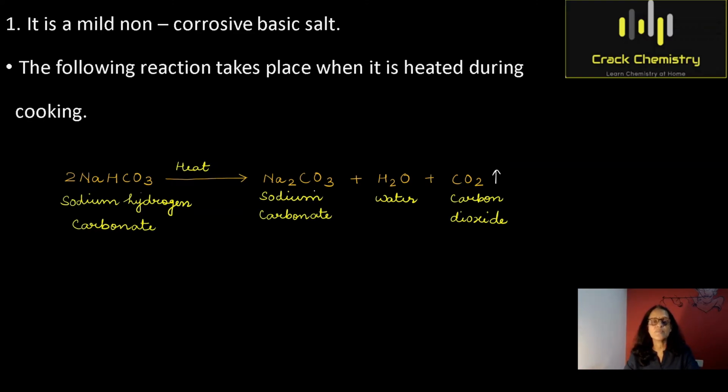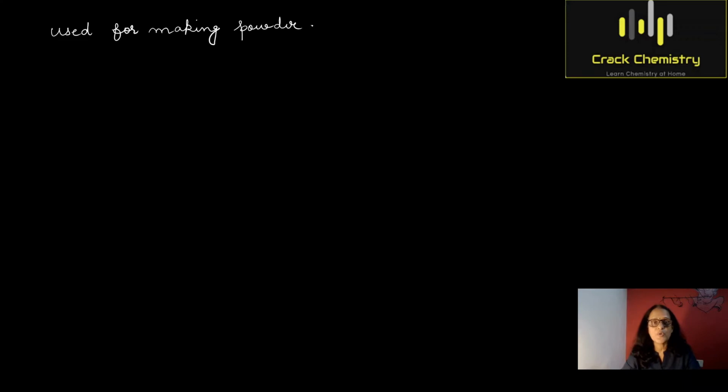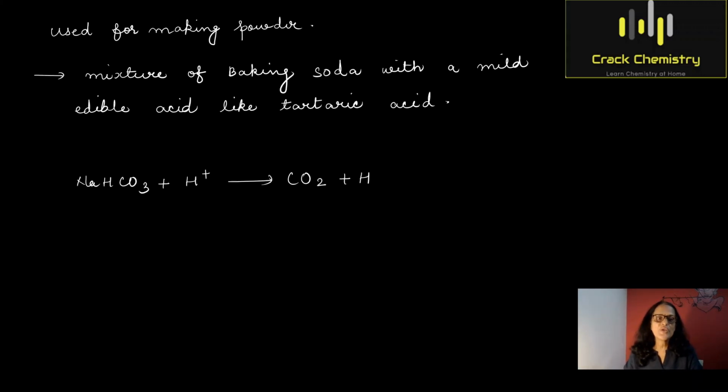Now we are going to discuss the uses of baking soda. Students, one very important use of baking soda is that it is used for making baking powder. So what is baking powder? Baking powder is a mixture of baking soda with a mild edible acid like tartaric acid. The following chemical reaction takes place when baking powder is either heated or mixed with water: NaHCO3 plus H+. So from where will H+ come? H+ will come from edible acid like tartaric acid. So the products formed are CO2 plus water plus sodium salt of the acid.